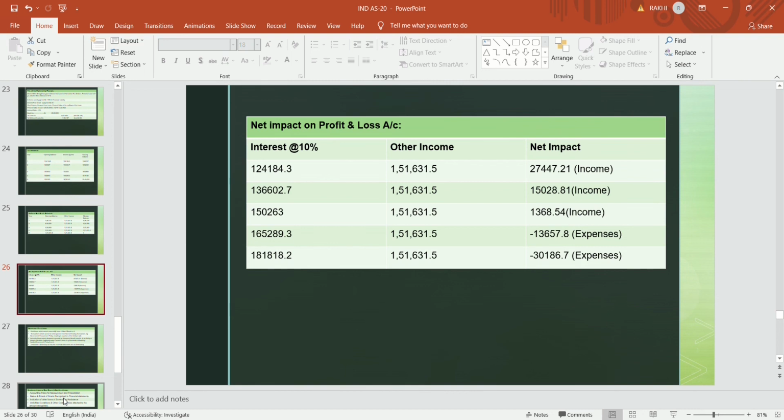Net impact on P&L. Interest is the expense part. Income is amortized over a period of 5 years, and the net of that impact is in year 1: 1,24,000 is the interest that is to be paid, which is free of cost, and other income is 1,51,000. So 2,27,000 is the other income. In the next year, in the same way, for 3 years there is income, and in the last 2 years the expense is to be recognized in the P&L.